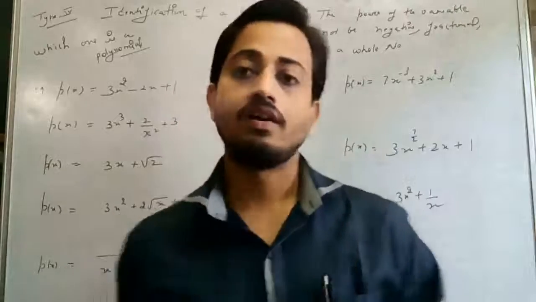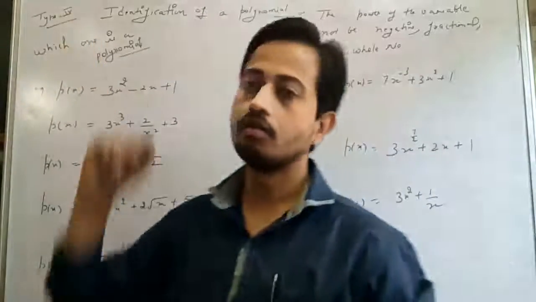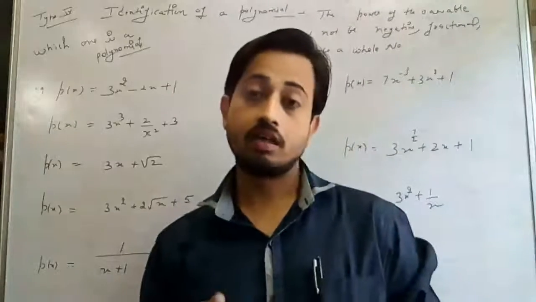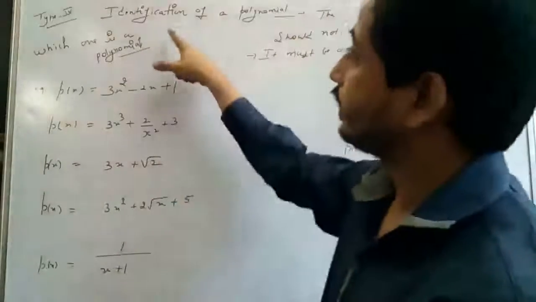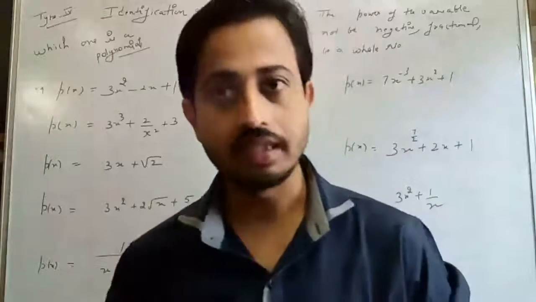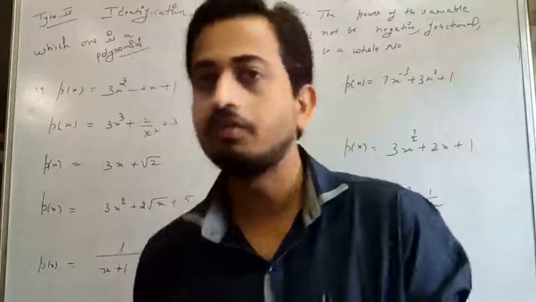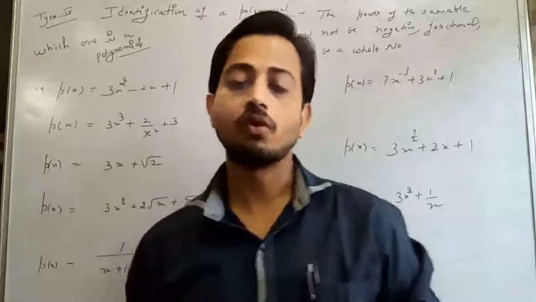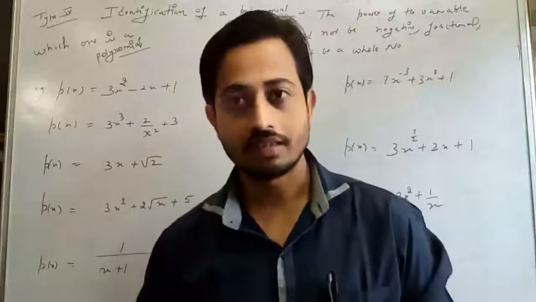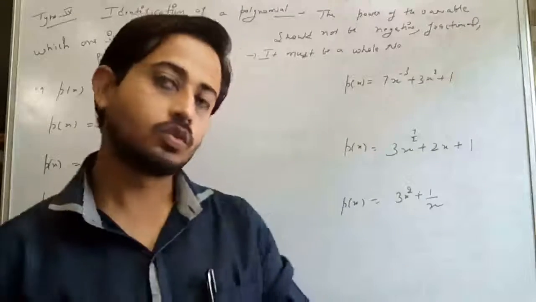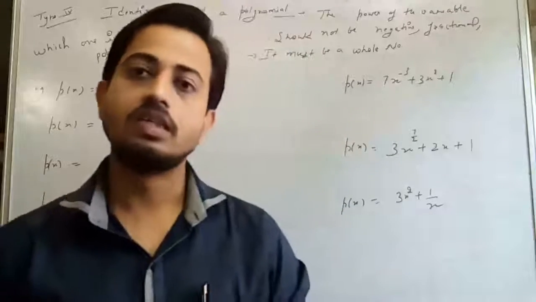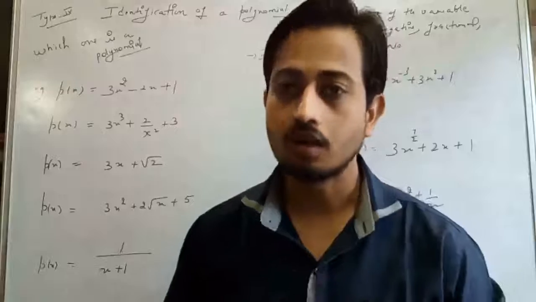Now I am going to take our next topic, type 4. In this type of question, what it asks you is identification of a polynomial. It means you are given some expressions and you have to verify which one is a polynomial and which one is not. Such questions are basically asked in competitive exams as well as in the final exam as a 1 mark question. So by looking at the expressions without a pen, you can find out which are polynomials and which one is not a polynomial.